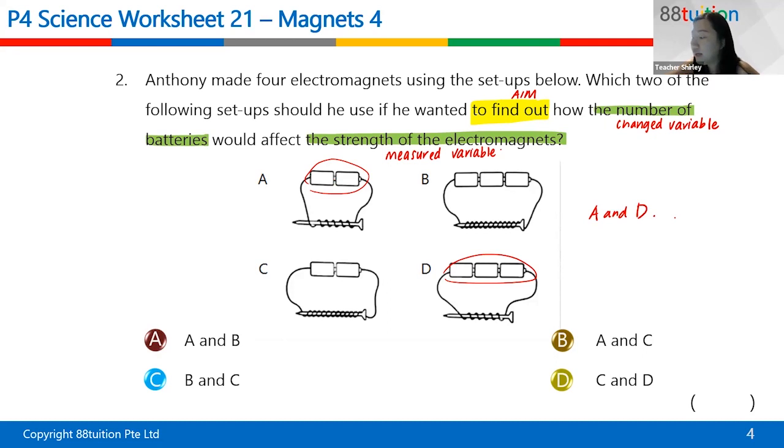Why is it that we can use setup A and D? Because if you notice, the number of batteries is the change variable. One has 2 batteries, the other one has 3 batteries, but the number of coils is the same. So we can use A and D for comparison. You do need to take note that in any experiment, there should only be one change variable. The number of batteries is the change variable, so the number of coils of wire around the electromagnet must stay the same. Yes, Calvin, you have a question.